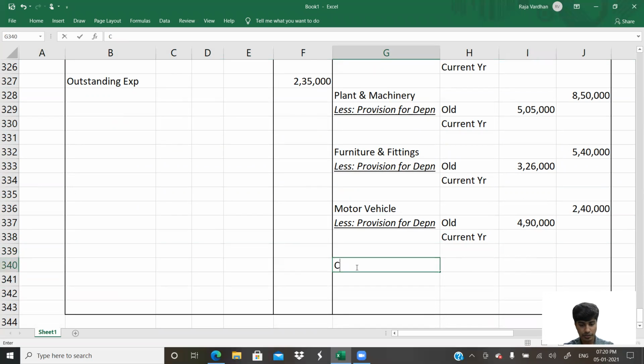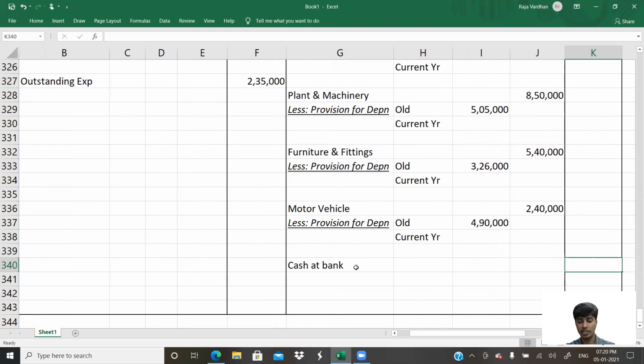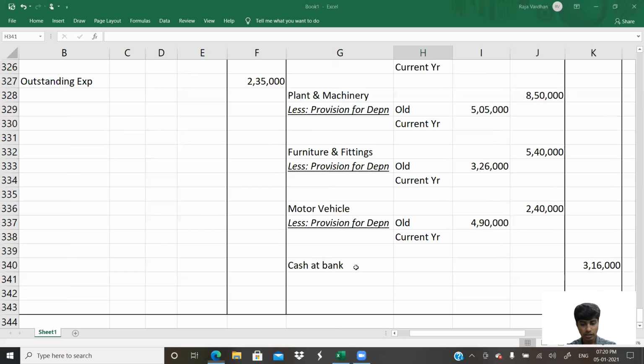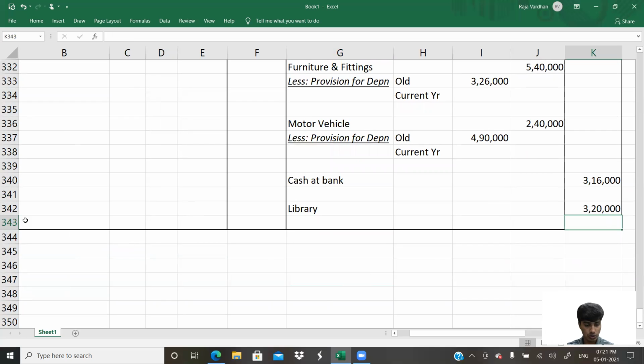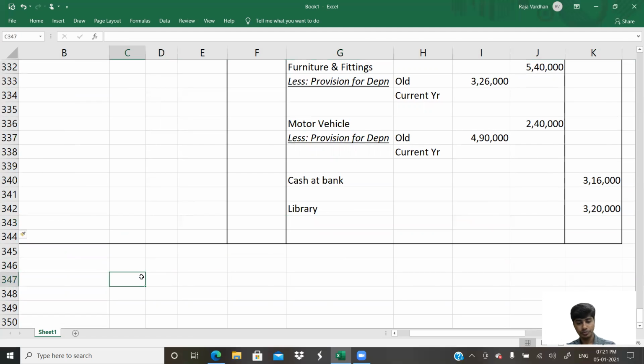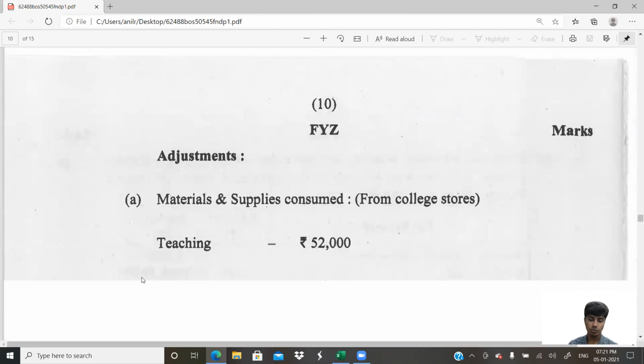So I'll write here cash. How much is the cash at bank? Cash at bank is 3,16,000. Then we have last item, library. Library how much? 3,20,000. I'll post that. Library 3,20,000. Okay, perfect, and we're done. Okay, now we're done with the trial balance. Now let's move to adjustments.